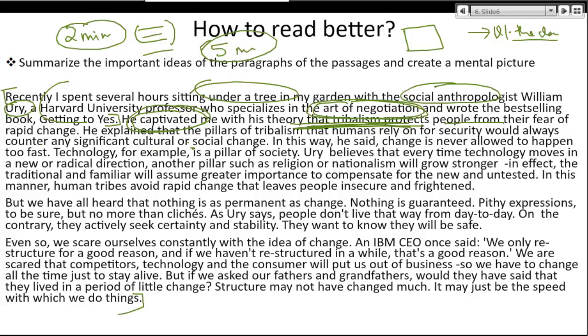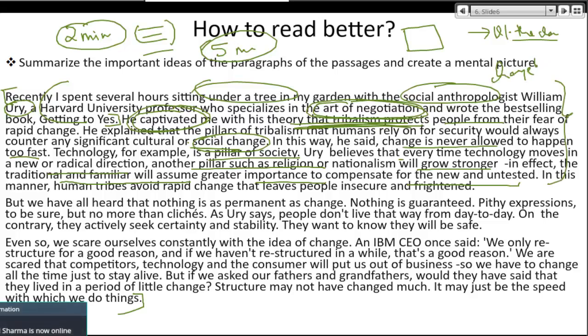What is broadly speaking going on here? That tribalism protects people from accepting changes. In this way, he said, change is never allowed to happen too fast. Technology, for example, is a pillar of society. Urey believes that every time technology moves in a radical direction, another pillar such as religion or nationalism will grow stronger. In effect, the traditional or familiar will assume greater importance to compensate for the new and untested. What exactly is happening here every now and then? That whenever there is change, change is obstructed.